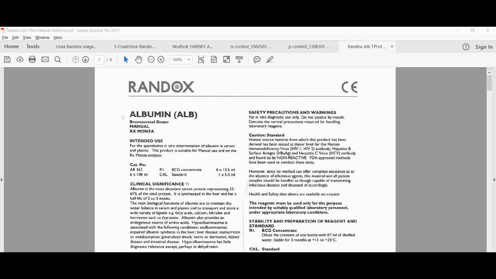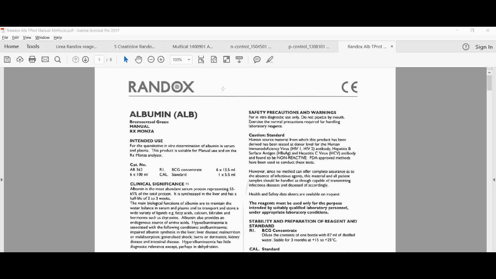So this method is from Randox. Randox is the manufacturer. There are different manufacturing companies. Another one is Beckman Coulter. They specialize in automated analyzers and reagents as well. Another manufacturing company is Abbott. You have Roche as well, and you have Johnson & Johnson. So there's a whole host of different manufacturing companies.